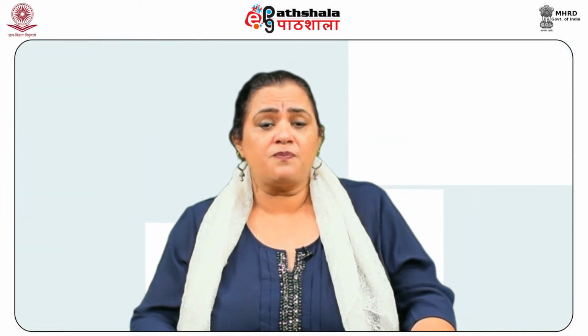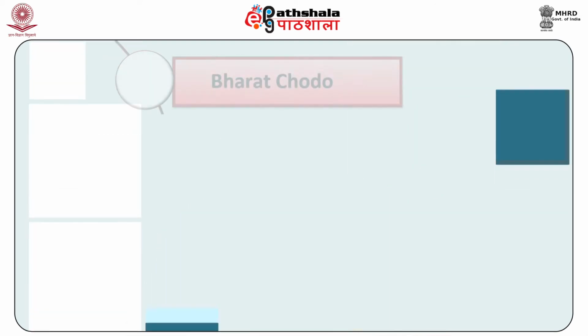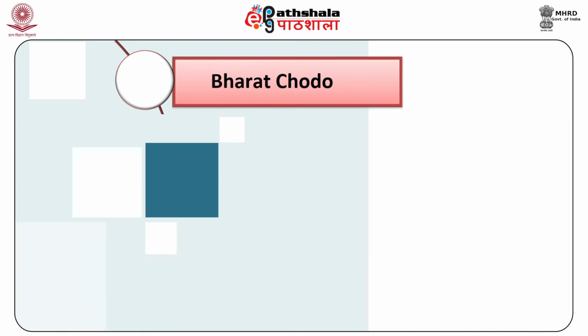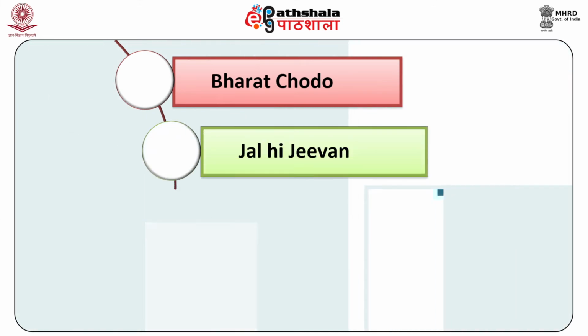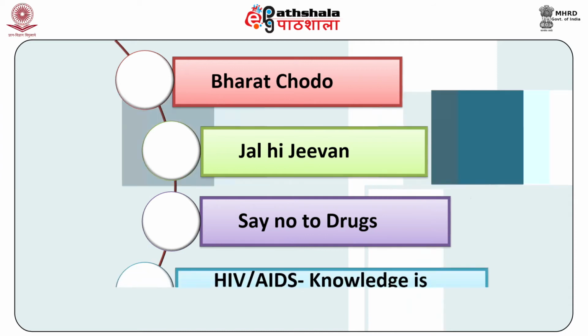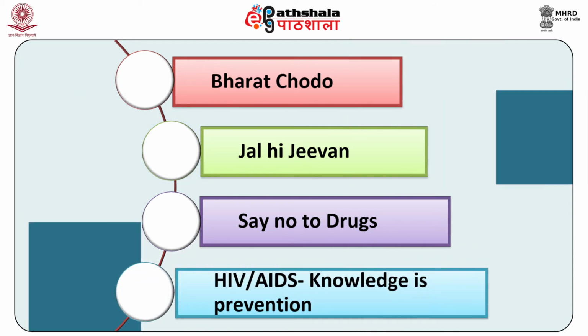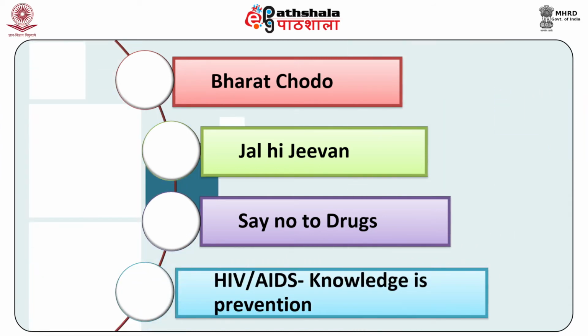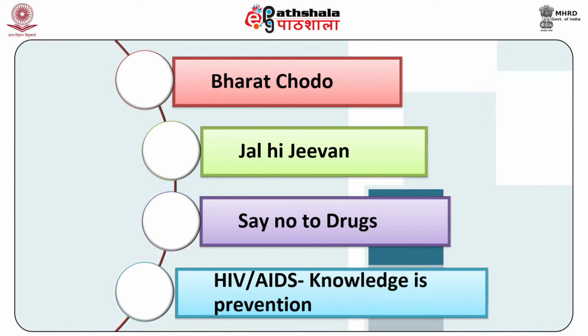Picketing and hartals, voluntary closure of shops and other organizations, were also used by Gandhi to dramatize the issue. Slogans such as Bharat Chodo, Beti Bachao, Beti Padhao, Jal Hi Jeevan, Say No to Drugs, and HIV/AIDS: Knowledge is Prevention are some of the slogans used to give dramatic effect to various social movements.